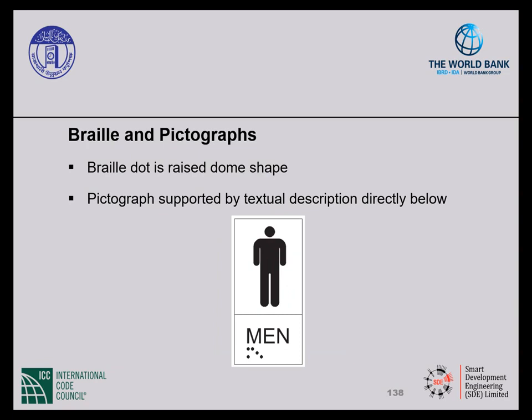Braille and pictographs. When Braille and tactile language is used, the Braille dot shall be raised in dome shape from the base and the sign shall be easy to touch and read. The height of the sign shall be a minimum 1,500 millimeters above the floor level. Pictographs, when used, shall be supported by an equivalent textual description placed directly below it.